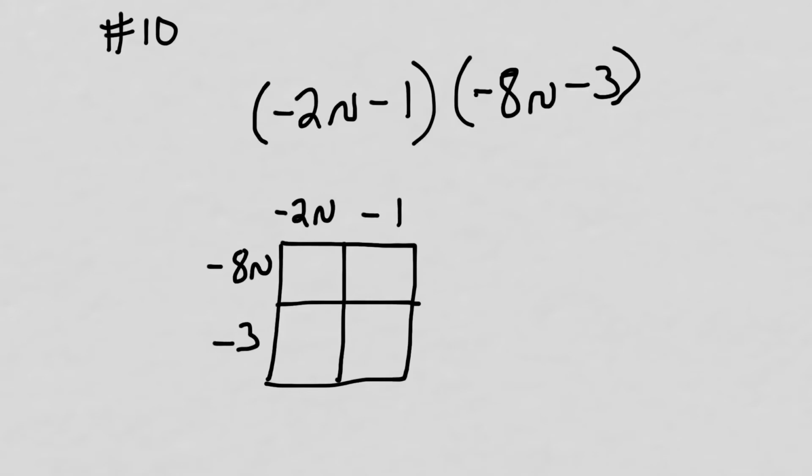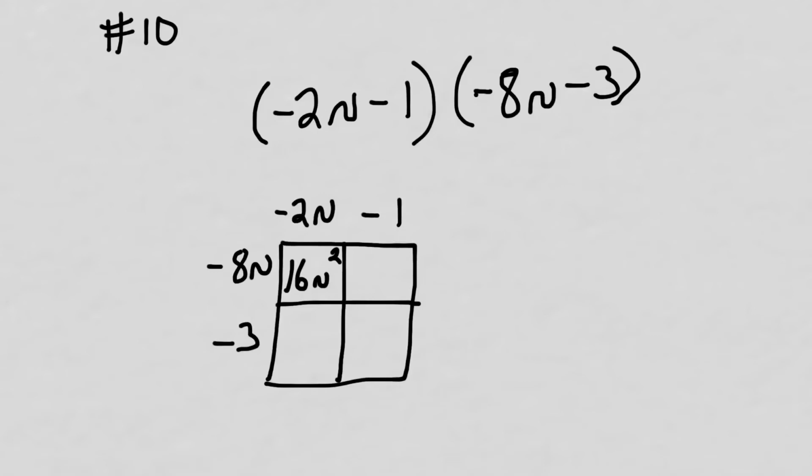Number 10 is our last multiplying binomials, and it's going to be a box method. I've already got it laid out here. We've got negative 2n minus 1, times negative 8n minus 3. So let's get started. Starting in the upper left-hand corner of the box, negative 8n times negative 2n is going to give us 16n squared.